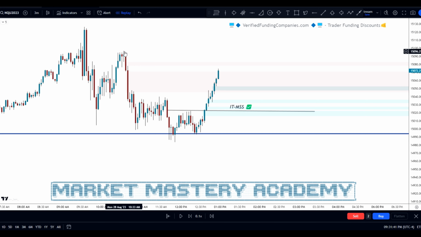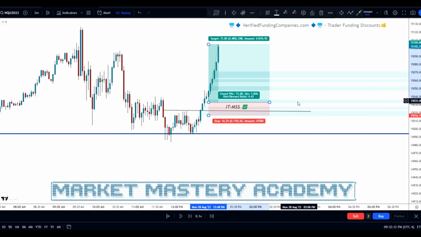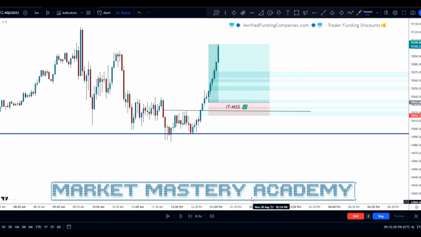Target, internal range liquidity. Boom. Done. What's the R&R that you would have put your stop below this fair value gap? Say 5R trade or 4.5R trade. 72 points equals $1,400 with one NQ contract. Let's look at an example on ES.